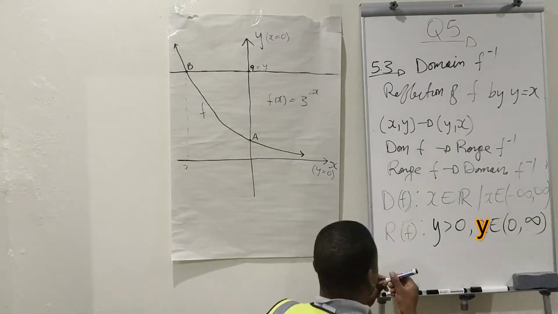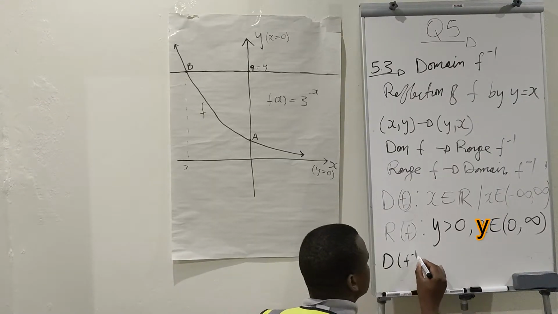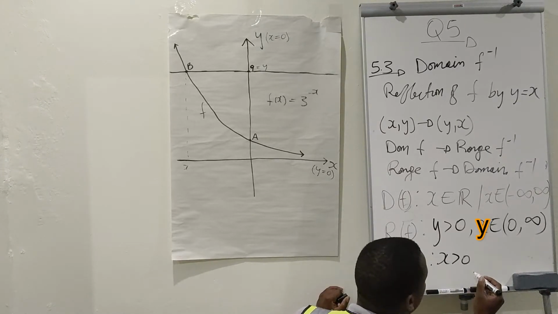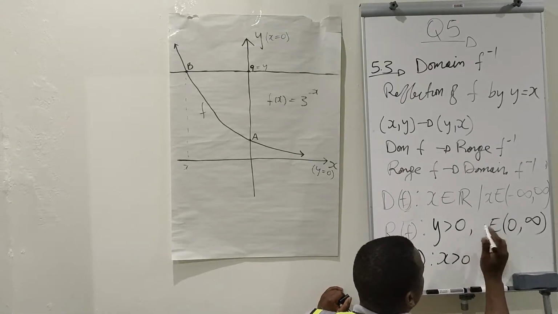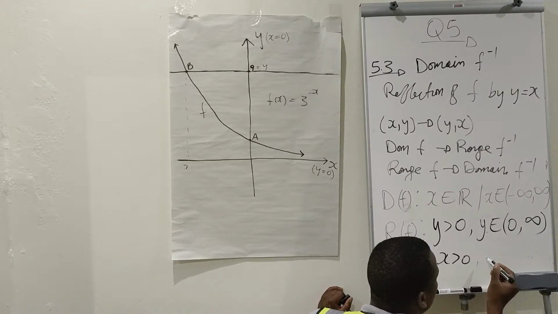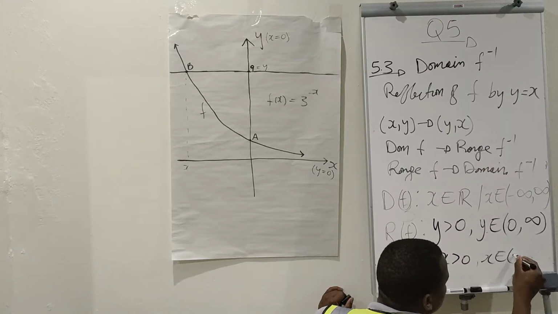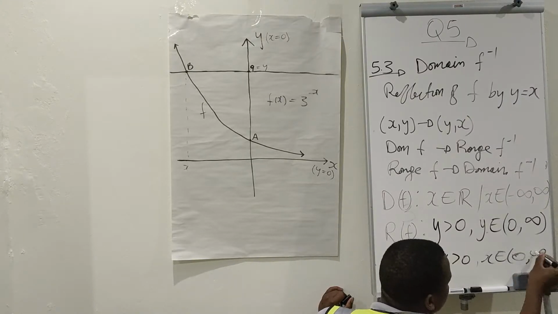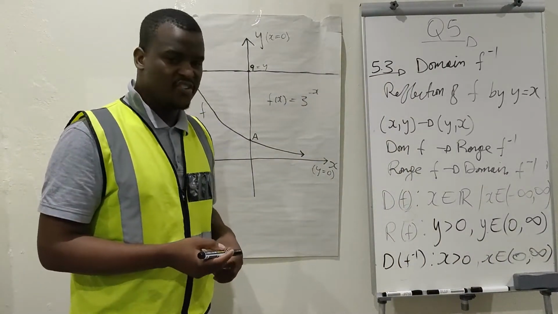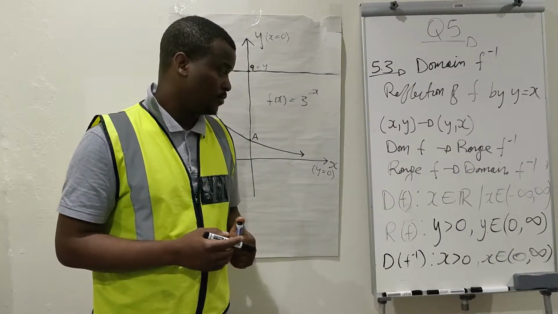So your domain of f inverse is x is greater than 0. Oh, sorry, this should be y here. Or you can write it this way: x is an element of 0 to infinity. So that's how you do question 5.3. Then you proceed to question 5.4.